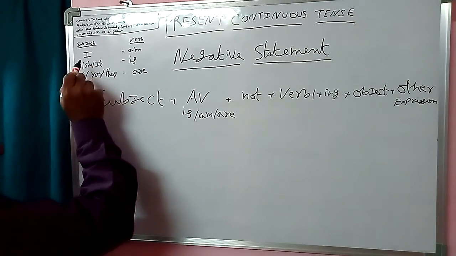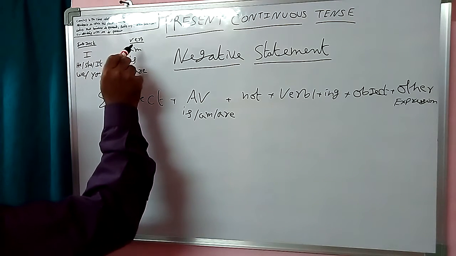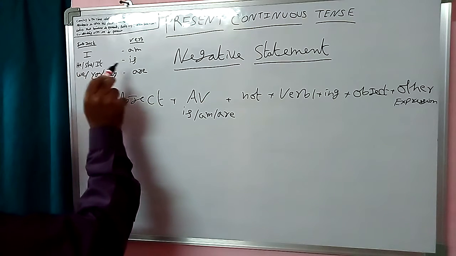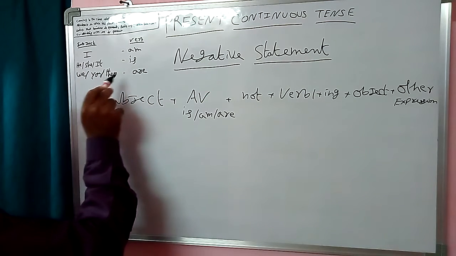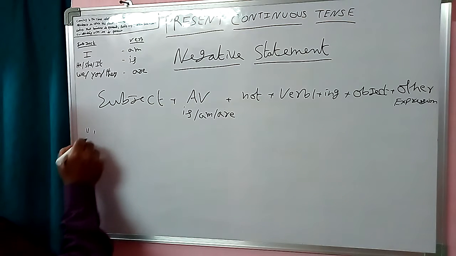Subject indicates I, he, she, it, we, you, they. Verb indicates am, is, are. I am, he is, she is, it is. We are, you are, they are. So here I am writing examples.